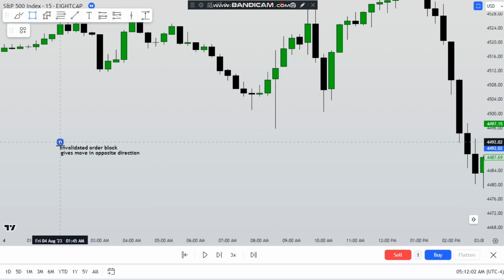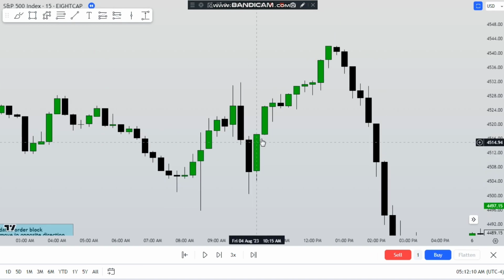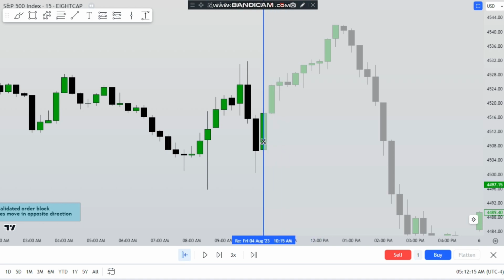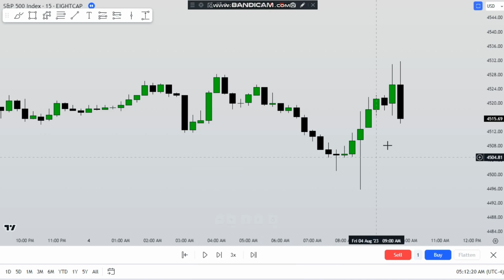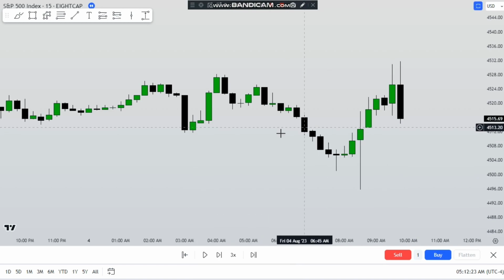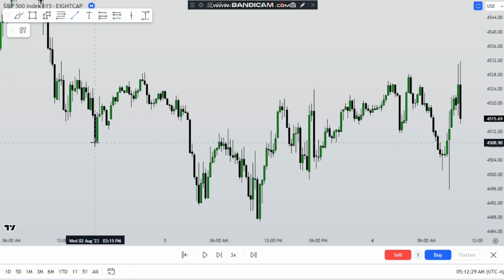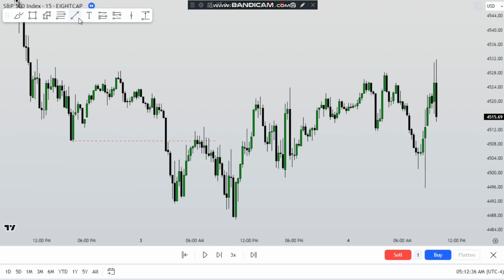And now we will explain how this is an invalidated order block and why it gives a move in the opposite direction. So this is the area that we are going to discuss. I will play the replay of this area and we will discuss what's the psychology involved here, okay? If we go back a bit, you can see that here the market structure was shifted to the downside, or the break of structure happened to the downside. Now you can see that this was the last high before forming this low.